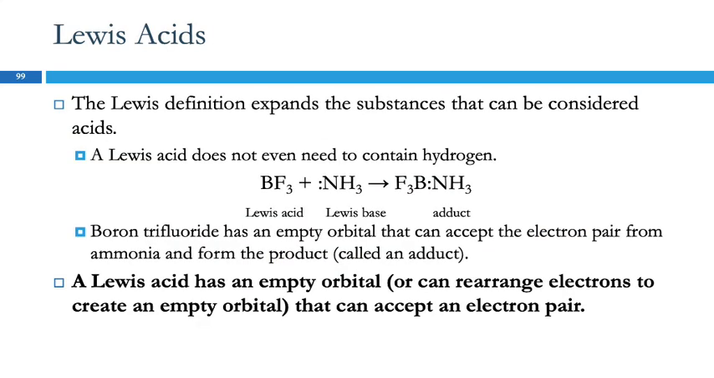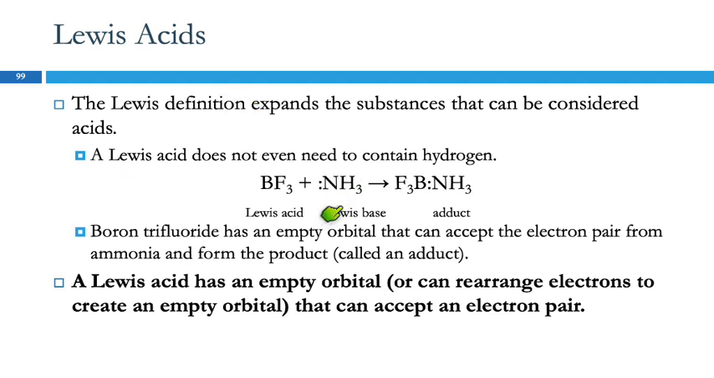The Lewis acid definition is important because it expands the definition of what can be considered an acid. Lewis acids do not have to have hydrogen in them. We don't have to have an aqueous solution even for things to be acidic or basic. So this is really important in OCHEM. So a Lewis acid doesn't have to have hydrogen.